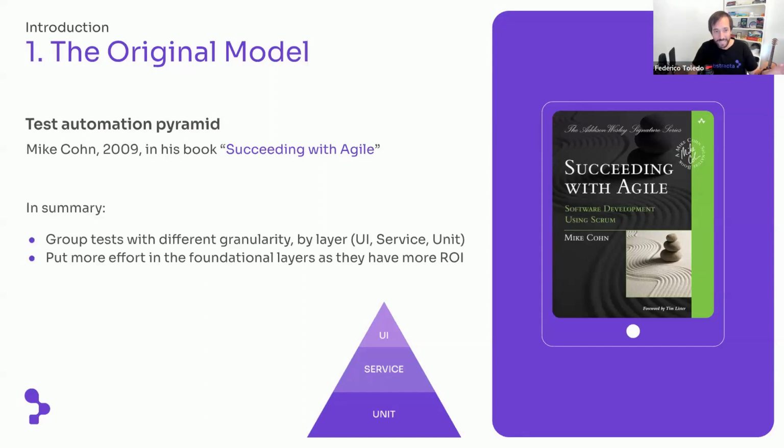But basically what it says is that we should group test cases, test automation in different granularity by layer, like user interface, service layer, API, and unit tests. And the shape of the pyramid, basically what it's telling you is where you should put most of your efforts in order to get the different ROI, okay?